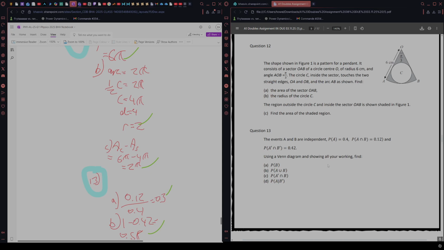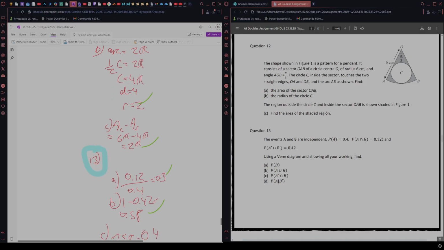Then we are going to find P of A union B, which is just 1 minus, because you know that P of A complement intersection B complement is literally just the outside, and P of A union B is just the inside. So if we do 1 minus the outside, we get the inside, which is going to be A union B.